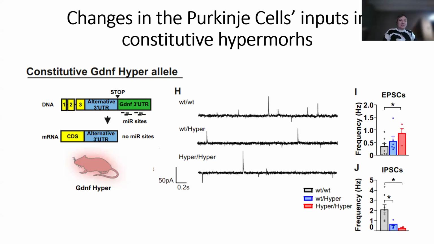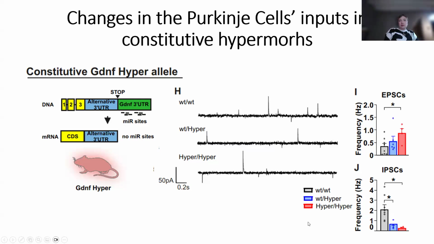Basically, we patched the Purkinje cells in these animals and recorded the excitatory postsynaptic currents and inhibitory postsynaptic currents coming to Purkinje cells. And we saw that there was upregulation in the excitatory postsynaptic currents, and it was more pronounced in the homozygotes. And similarly, we saw a decrease in the inhibitory postsynaptic currents, and it was pretty drastic.